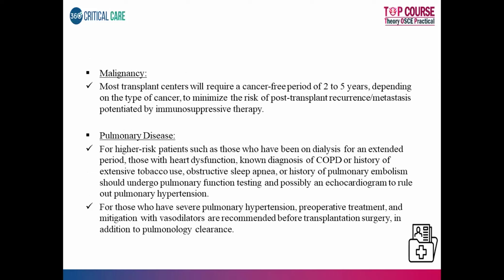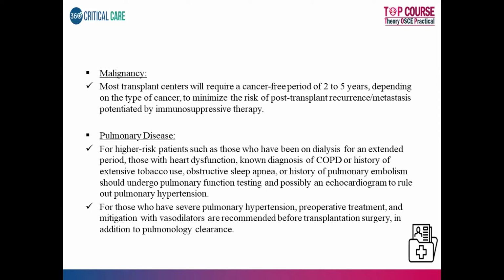Now, suppose the patient has malignancy, as we told, active malignancy is a contraindication. Otherwise, if the patient has a history of malignancy and has been cured and has a cancer-free period of around 2 to 5 years, then the patient can be a transplant candidate.